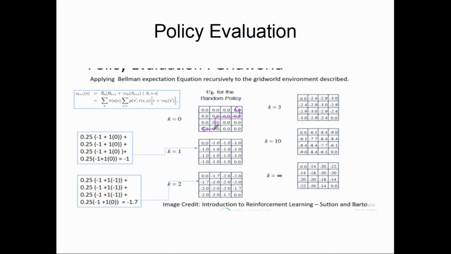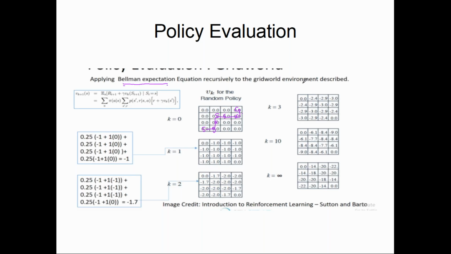Okay, that means this particular pathway, these particular states, are the states with maximum value. And that will help us know the optimal policy. How do we calculate this? For the state value function, we will use the Bellman expectation equation.